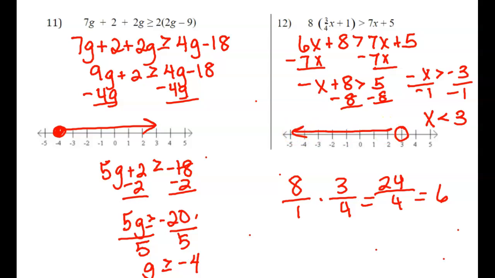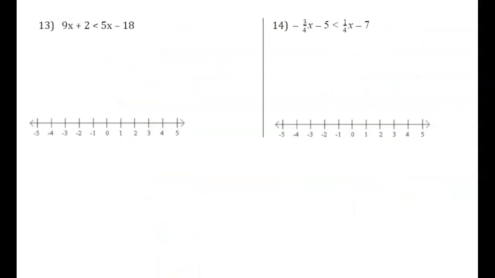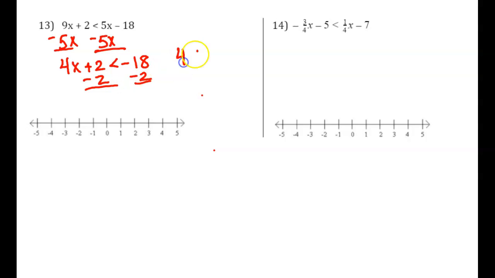All right, now number 13. We're going to start by subtracting 5x from both sides. We've got 4x plus 2 is less than negative 18, and then I'm going to subtract 2 from both sides. 4x is going to be less than negative 20. I'm going to divide by 4. My x is less than negative 5. I'm going to go to negative 5, open circle, to the left.